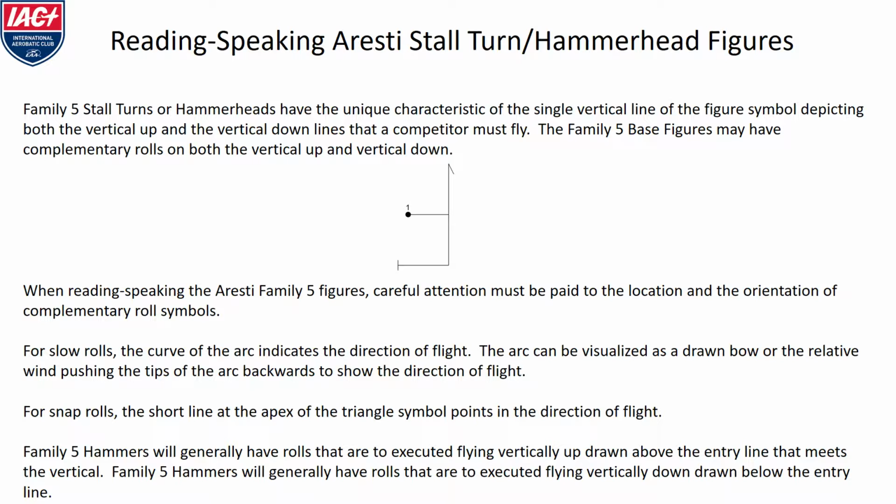Family 5 hammers will generally have rolls that are to be executed flying vertically up, drawn above the entry line that meets the vertical. Family 5 hammers will generally have rolls that are to be executed flying vertically down, drawn below the entry line.